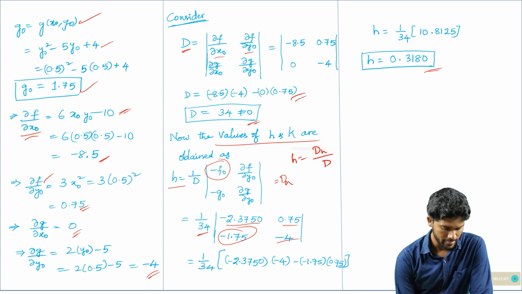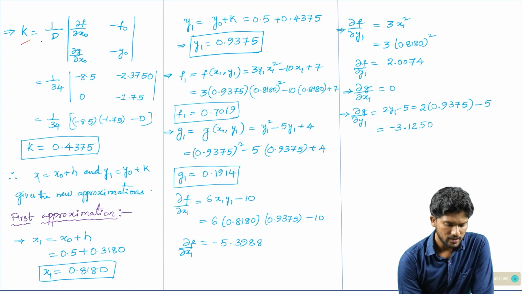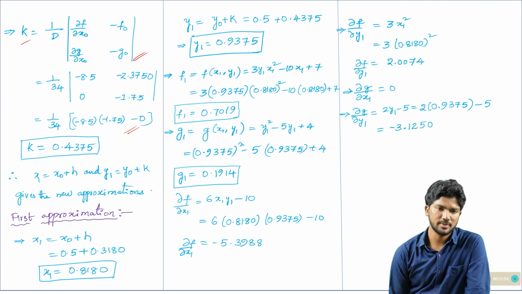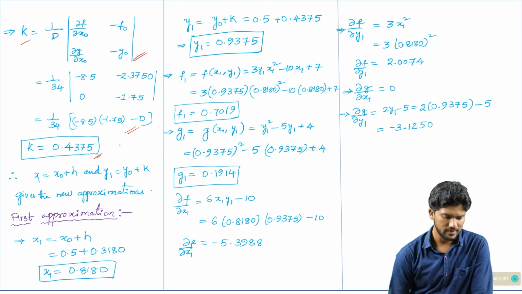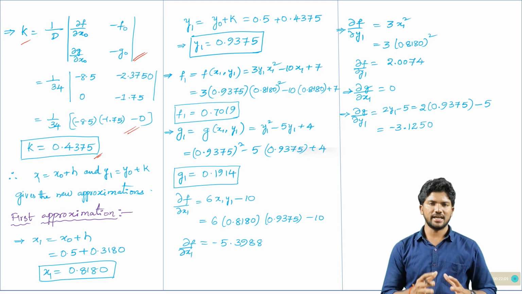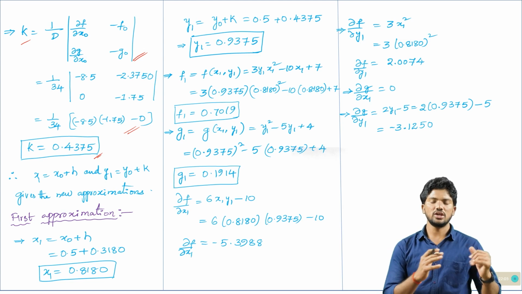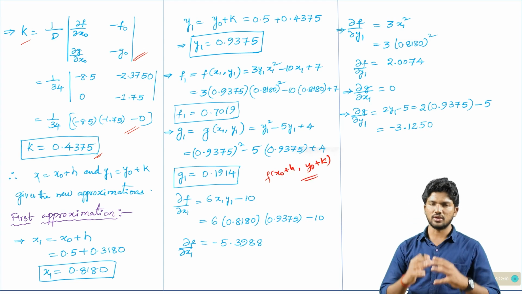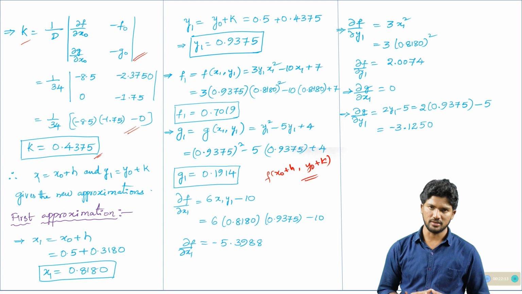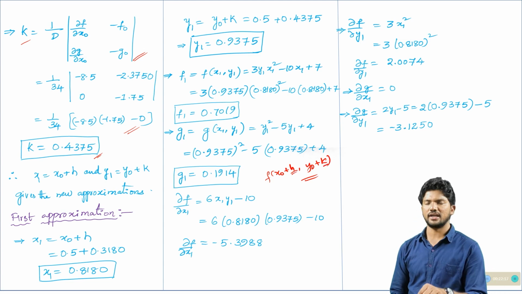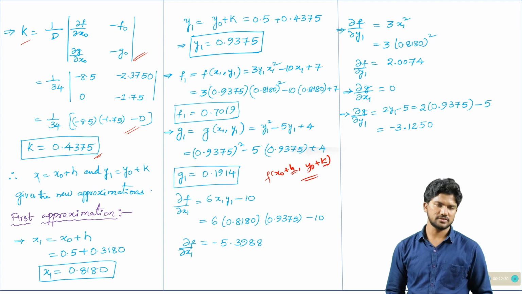And k is equal to, also substitute in the equation by Cramer's rule, substitute all the corresponding values and simplify them. You will get k is equal to 0.4375. So what are h and k? h and k are the solutions of the given equation number 4. f(x₀ + h, y₀ + k) is the root of the given system of equation number 1 we took earlier.